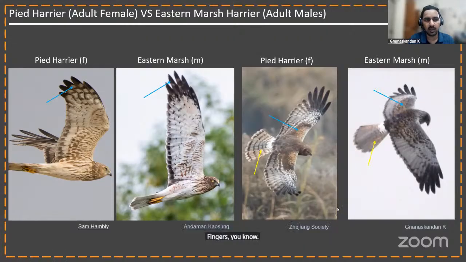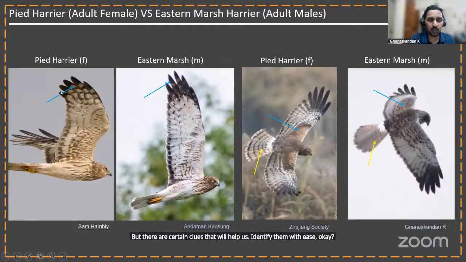even with the underwing and the fingers, with the P6 emarginating in the pied harrier, it becomes an overlap, and with the markings again it becomes an overlap. So they have very similar plumage, both in underwing and also in upperwing. But there are certain clues that will help us identify them with ease.